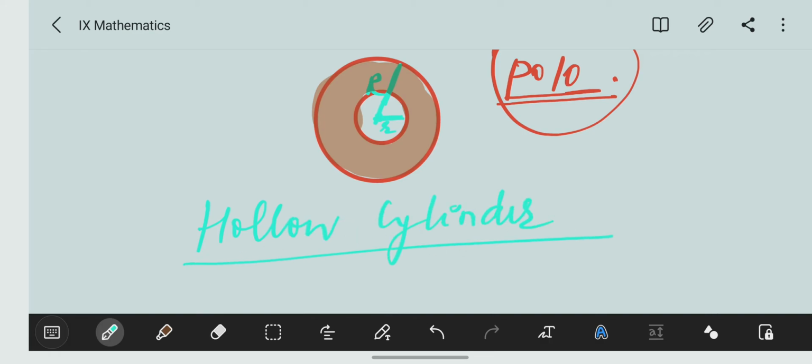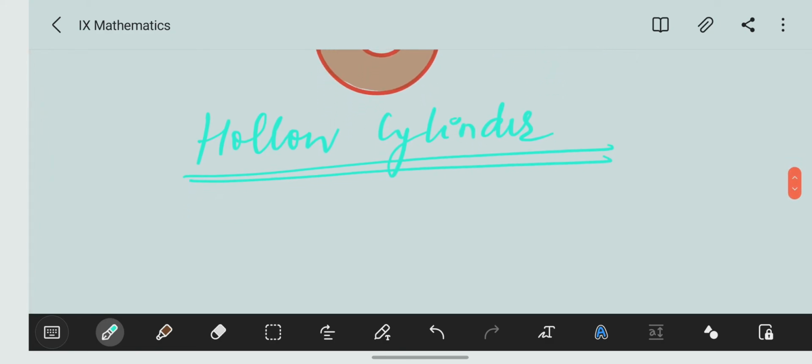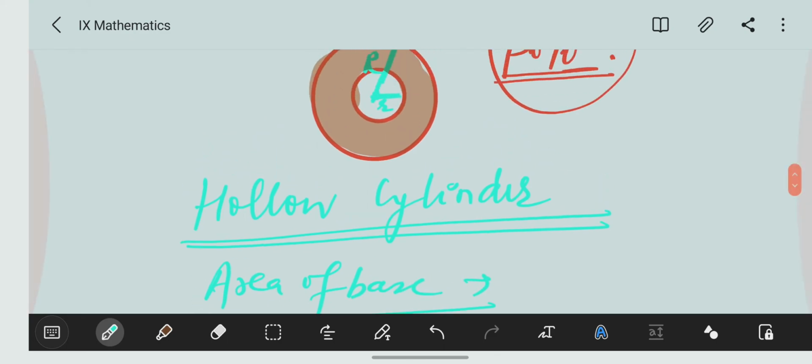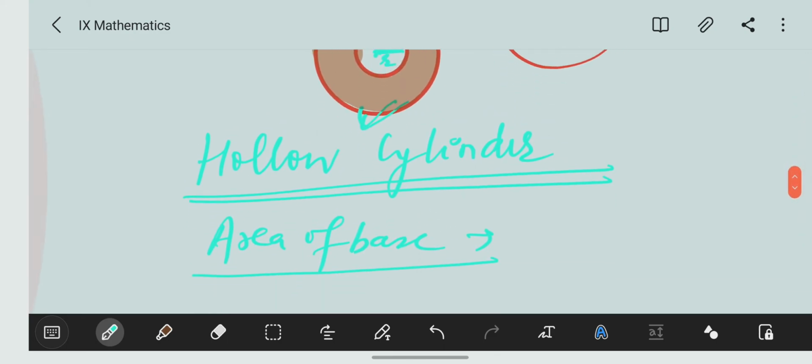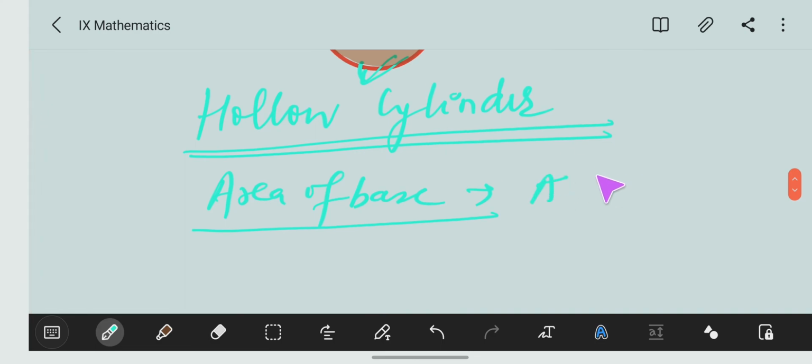So the way we got the volume in the case of the solid cylinder, in the same manner we get the volume here also. First of all, we need to find the area of the base. The area of the base is nothing but the area of this concentric circle, which is the outer circle, pi capital R square, minus the inner circle, pi small r square. If you take pi common, it becomes pi (R square minus r square).